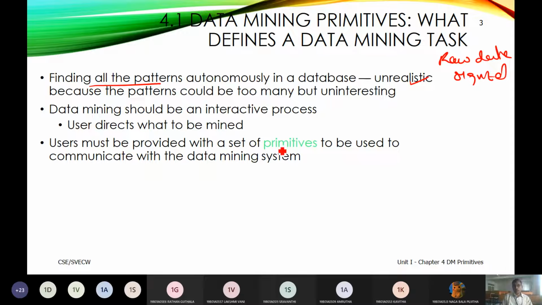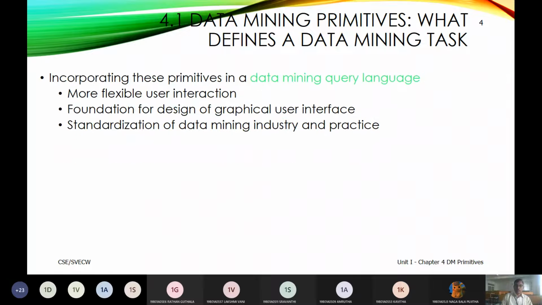For that we need to provide a set of primitives, and these primitives are going to be integrated with a data mining query language. As mentioned, when we say SQL, it is purely based on a relational database management system. But when we make query operations over a data warehouse, in that case we use the data mining query language.